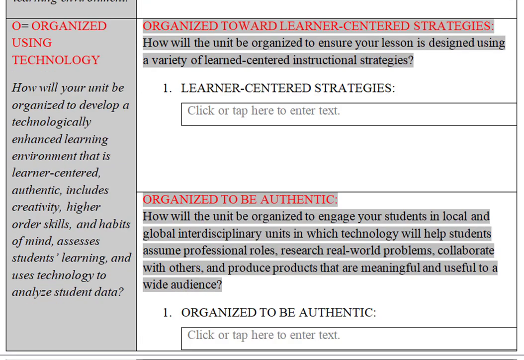You also need to make sure that it is organized toward learner-centered strategies. So how will the unit be organized to ensure your lesson is designed using a variety of learner-centered instructional strategies?